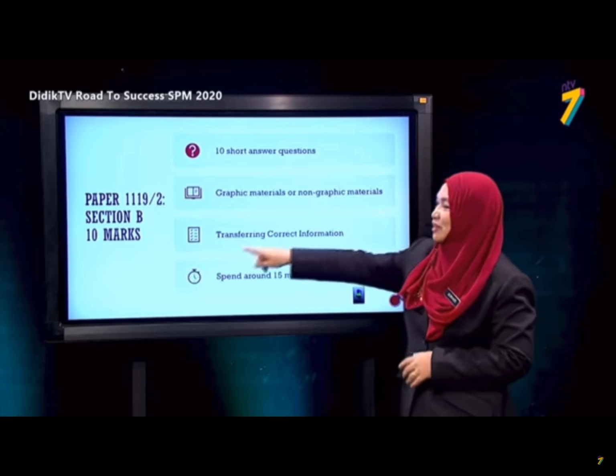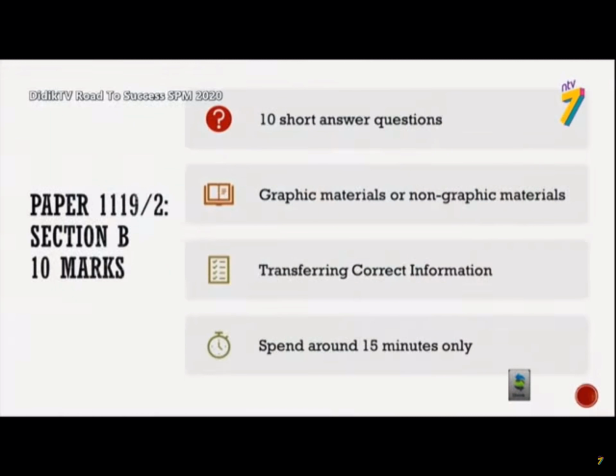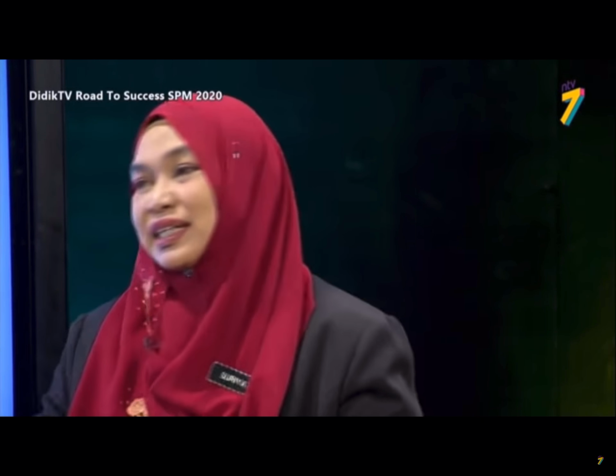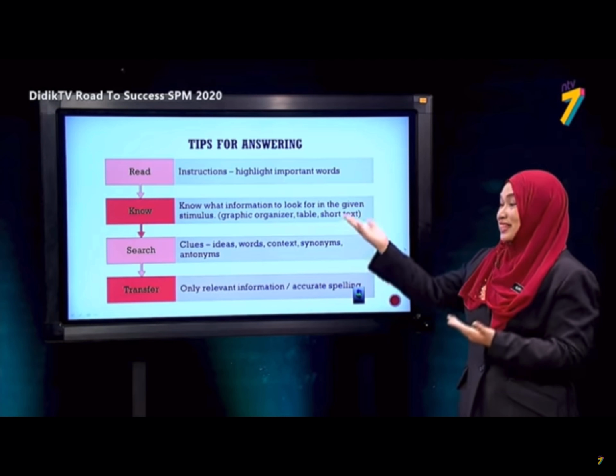Okay, next section, 10 marks. We call it information transfer. So 10 short answer questions. Again, you'll be given text or graphic materials. It can be anything. And then your job is to transfer the information correctly. And of course, do not exceed 15 minutes because you don't have much time. See, always start with reading.